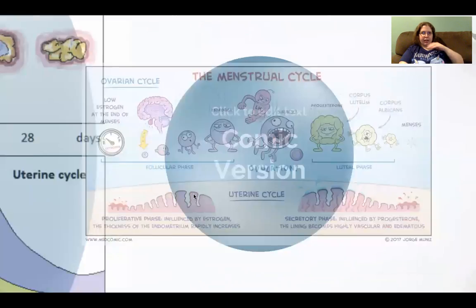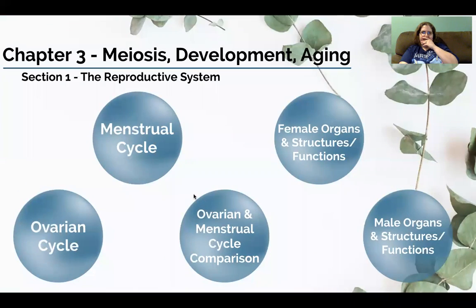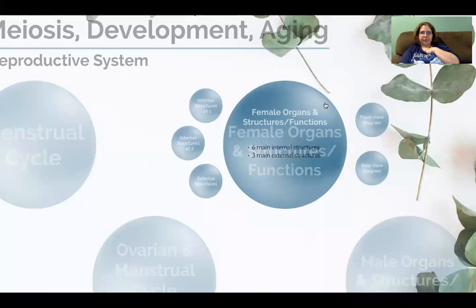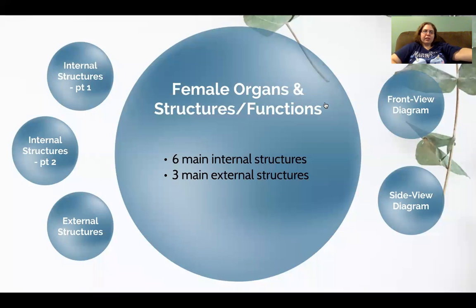All right, let's see. Sorry. Now we can go on to the female organs. We are going to talk a little bit about the structures and the functions of the different structures of male and female reproductive organs. I know this tends to make kids a little more uncomfortable, but it is important. We're going to talk about them strictly in a biological sense. We're not going to get into the health class aspect, so you don't have to worry about that.